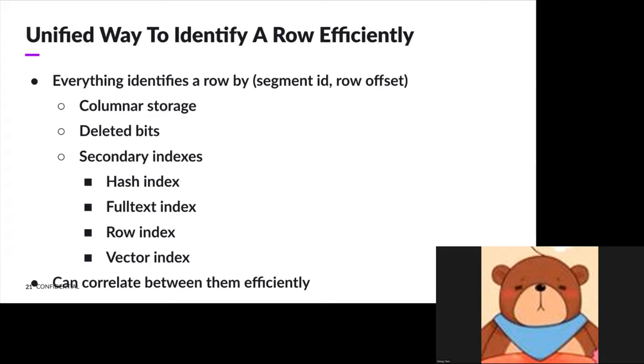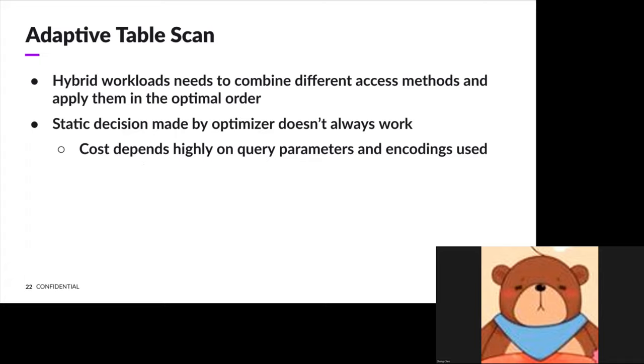One nice thing about per segment index and our index module is that it allows for a unified way to identify a row efficiently by segment ID and row offset. This includes columnar storage, delete bits, and all kinds of segment indexes. And this allows us to correlate between them efficiently during table scan. The unified way of identifying a row efficiently allows us to implement adaptive table scan, which is important for hybrid workloads, because hybrid workloads need to combine different access methods and apply them in the optimal order. Static decisions made by the optimizer don't always work because the cost depends highly on query parameters and the encodings used.